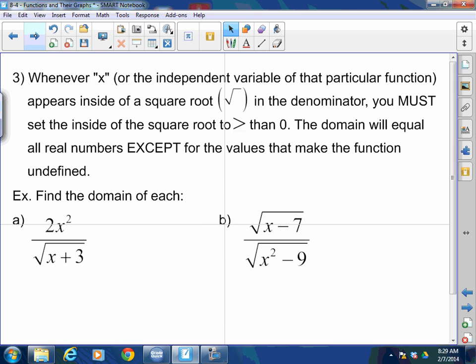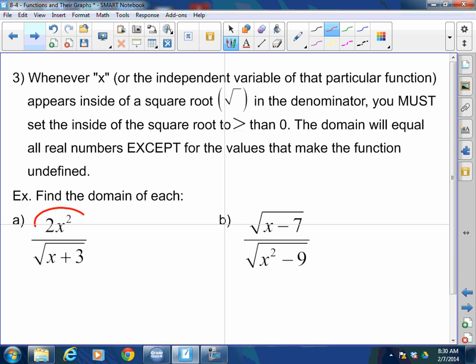Let's continue here. Number 3. When x, or the independent variable of that particular function, appears inside of the square root in the denominator, you must set the inside of the square root to greater than 0. Not greater than or equal to 0, but greater than 0. The domain will equal all real numbers except for the values that make the function undefined. So let's check this out.